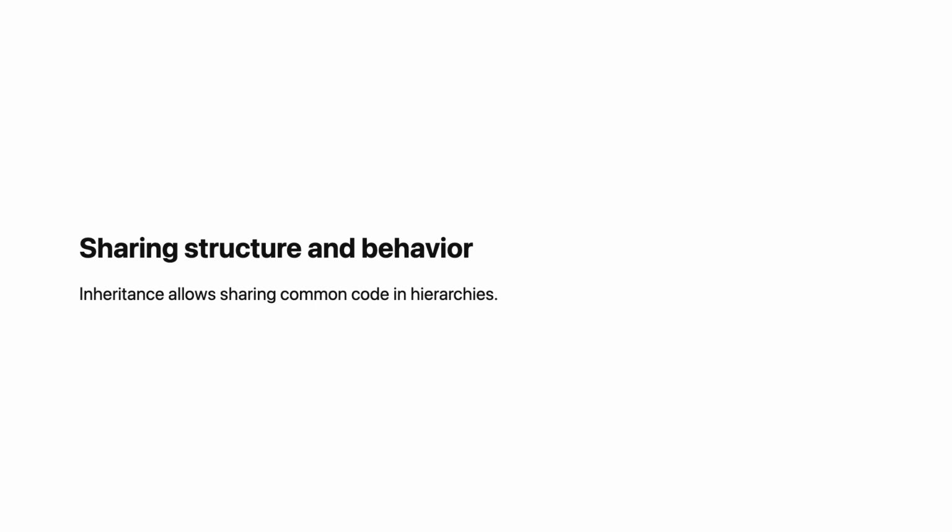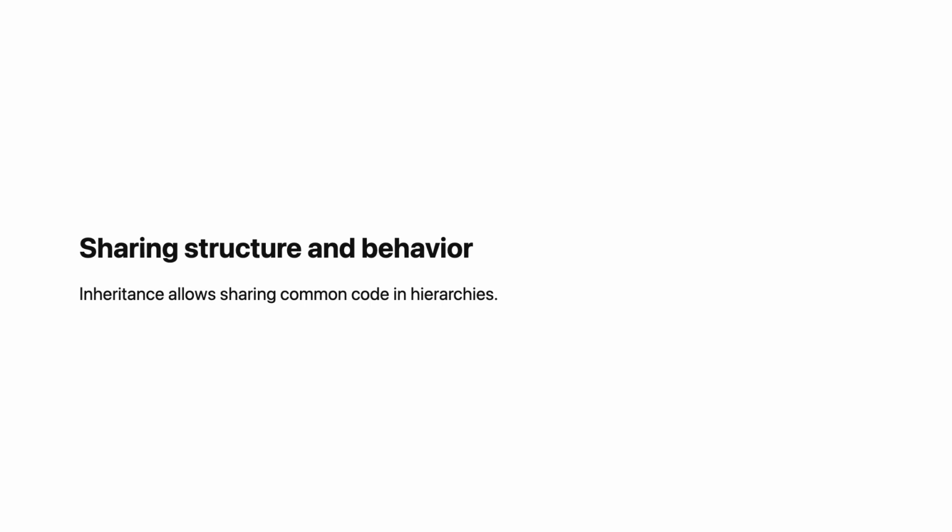With inheritance, you define the common parts once. Vehicle defines wheels and movement. Car and bicycle inherit these and add the specifics. Inheritance creates an "is a" relationship. A car is a vehicle. A manager is an employee. The subtype can be used wherever the supertype is expected.